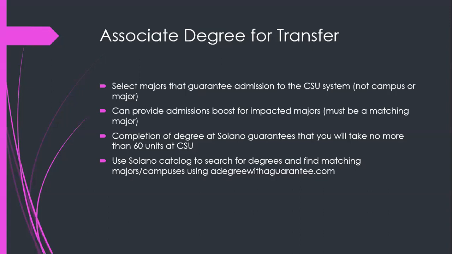So it theoretically is possible that you complete an associate degree for transfer, but are not accepted to any of the campuses you apply to. But because you completed the associate degree for transfer, they can offer you admission to a different campus. And so as long as you complete that degree, you're guaranteed admission to the system.